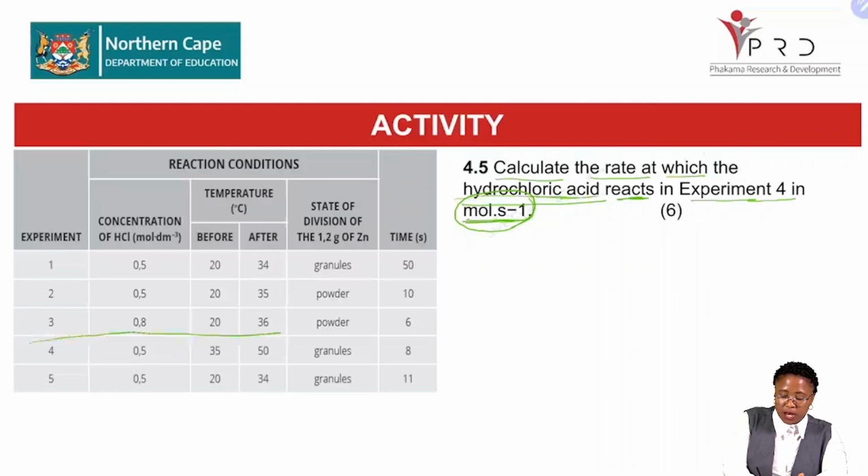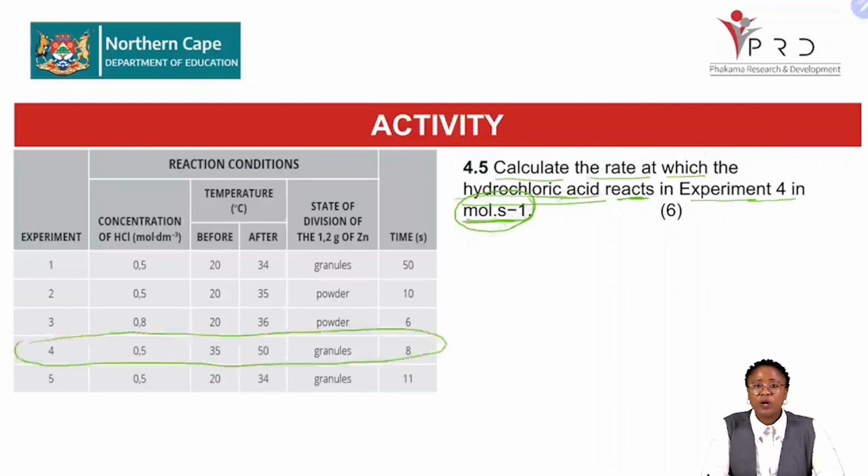So again, we are going to be focusing on experiment number 4. What do I know about experiment number 4? I have the concentration of 0.5. Okay, I have the time over there, I have the granules, I have the temperatures, but I have the concentration at the beginning of the reaction. That is what is going to assist us.